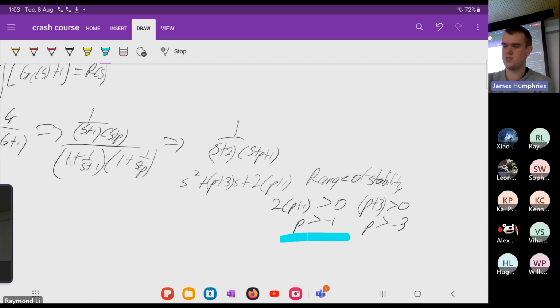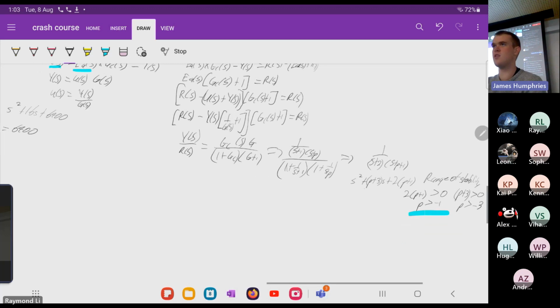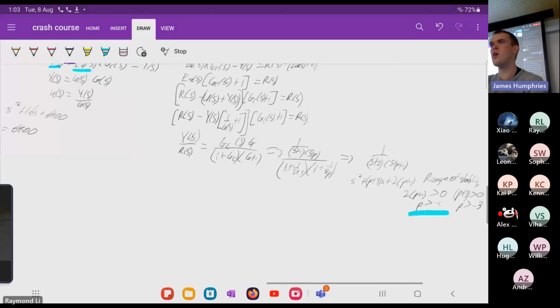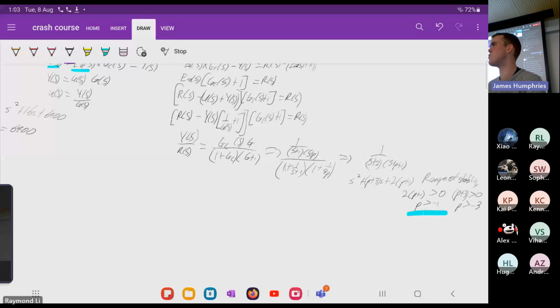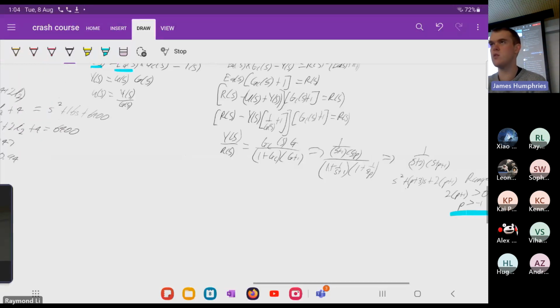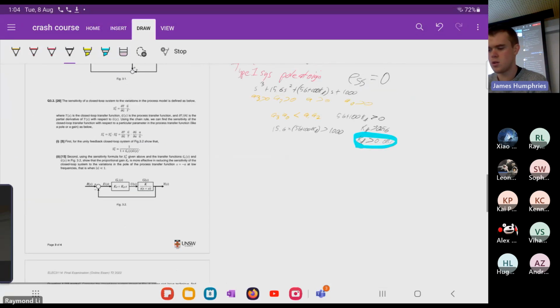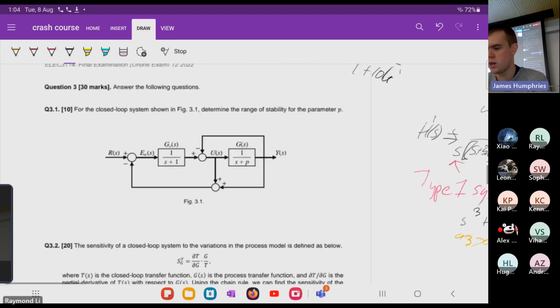Long question. But the good news is, although long, it didn't require very complex remembering of stuff, right? It was just going through the calculations that we've sort of done before, rearranging simultaneous equations, that sort of stuff. Make sense? Okay, so that is question 3.1.